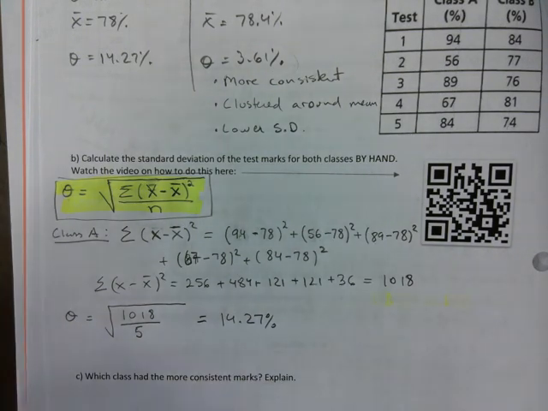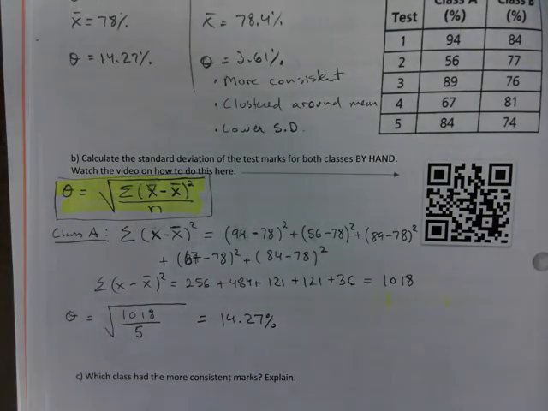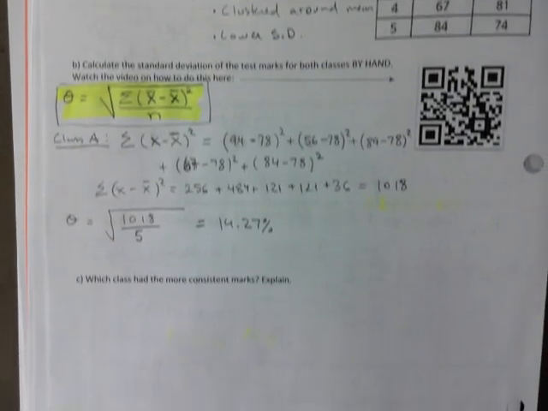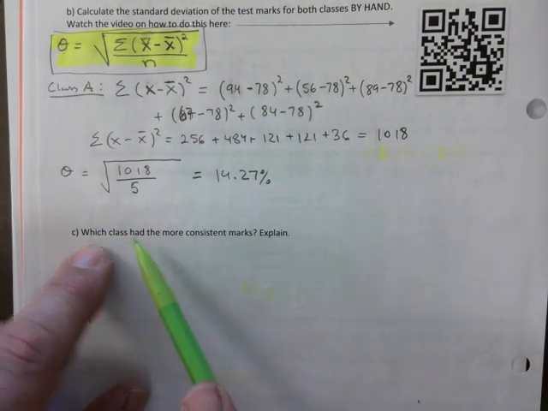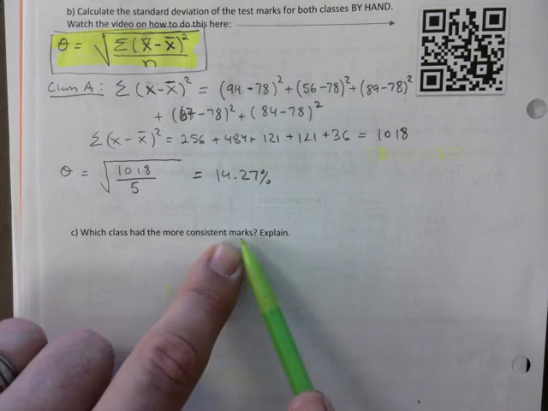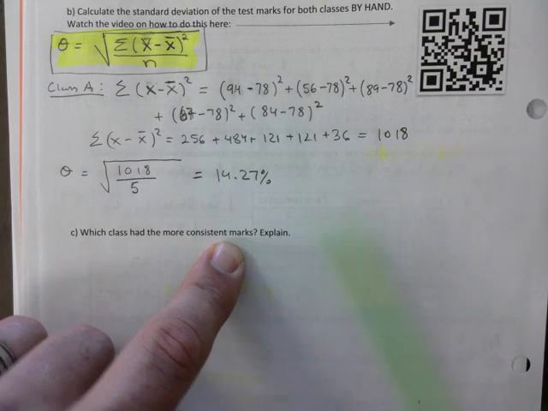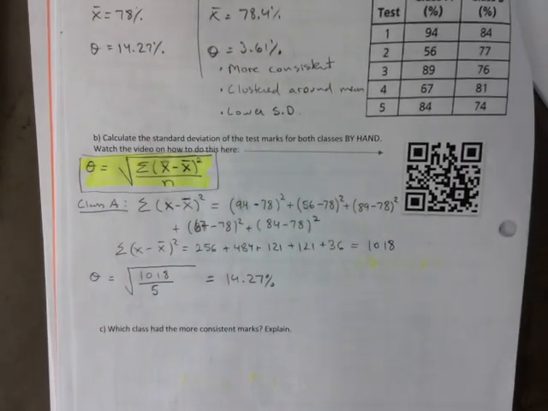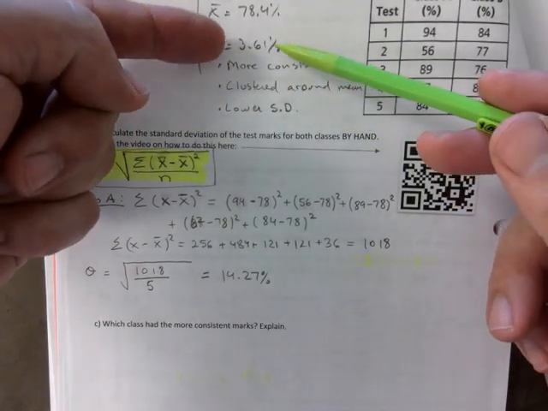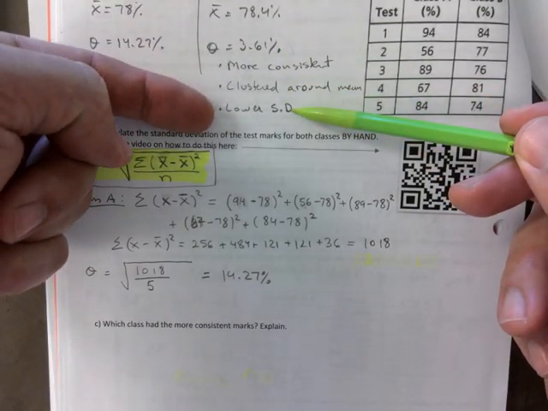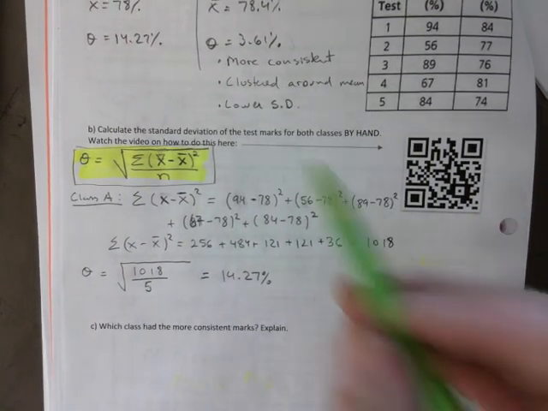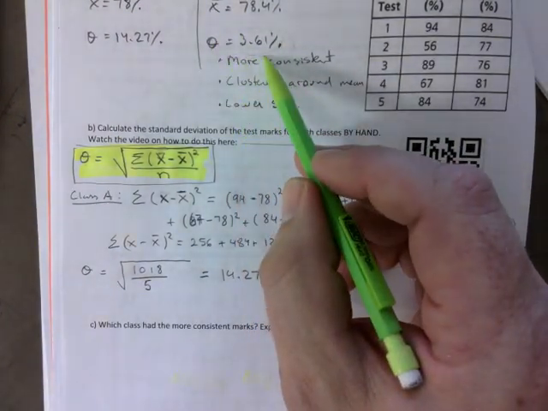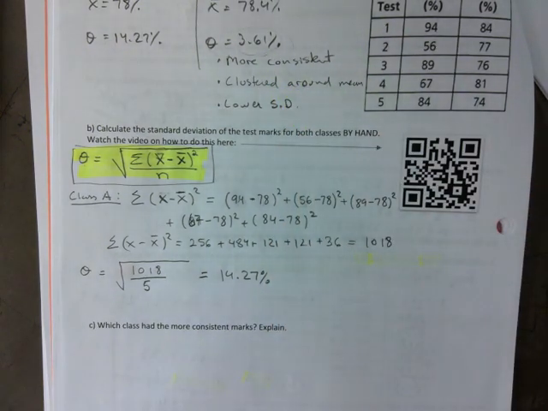Okay? And you're like, what about class B? You can try class B underneath. You can use this space absolutely, because which class had more consistent marks? I already explained that here. This one is more consistent because it has a lower standard deviation, right? I already answered that. So you can just use that space, and you're supposed to get 3.61. Okay, you're supposed to get 3.61.